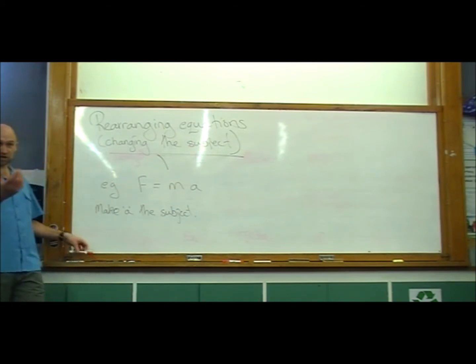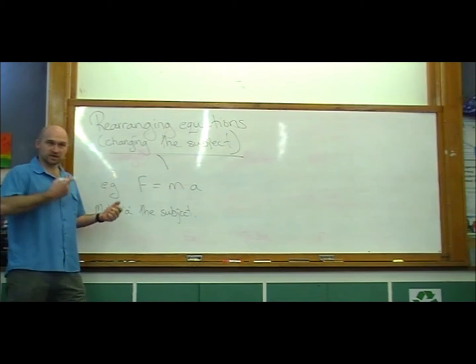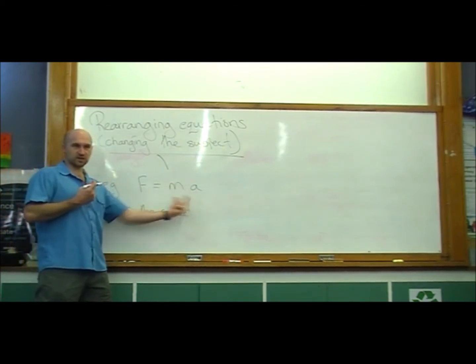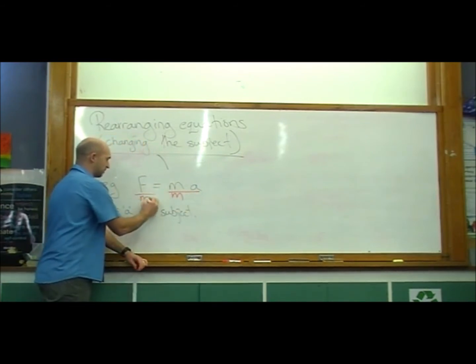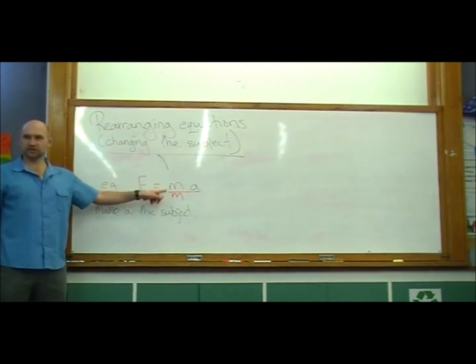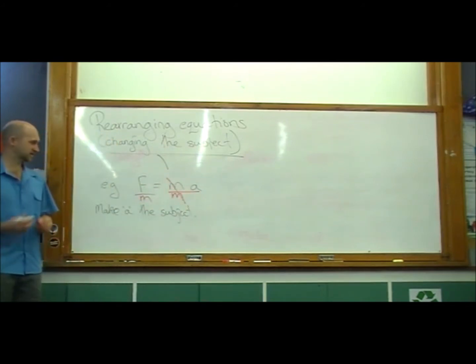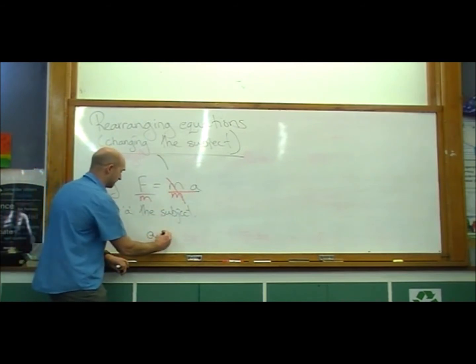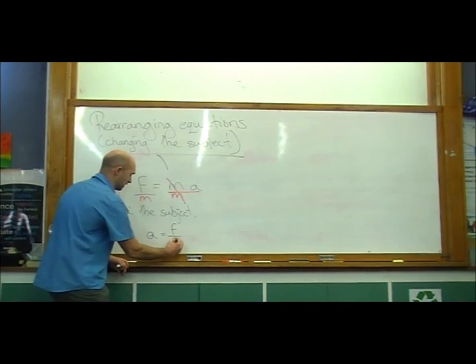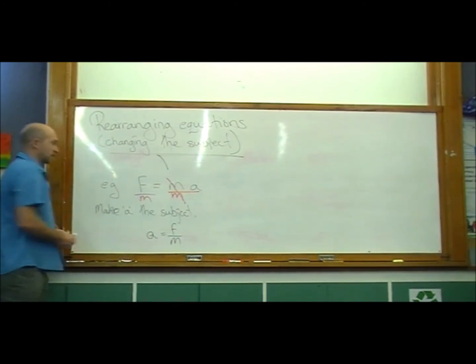Divide by m. So we're trying to move things away from the a to leave it by itself. Cool. Divide by m, and we're going to do the same thing on both sides of the equal sign. m divided by m, what do we do? Just cancel them out. Nice. And so we're left with a equals F over m. So that's about as easy as it can get.